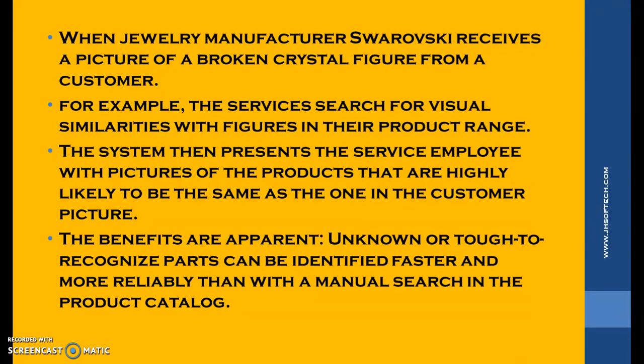For example, when the jewelry manufacturer Swarovski receives a picture of a broken crystal figure from a customer, the service searches for visual similarities with figures in their product range. The system then presents the service employee with pictures of the products that are highly likely to be the same as the one in the customer picture. The benefits are apparent: unknown or hard-to-recognize parts can be identified faster and more reliably than with a manual search in the product catalog.